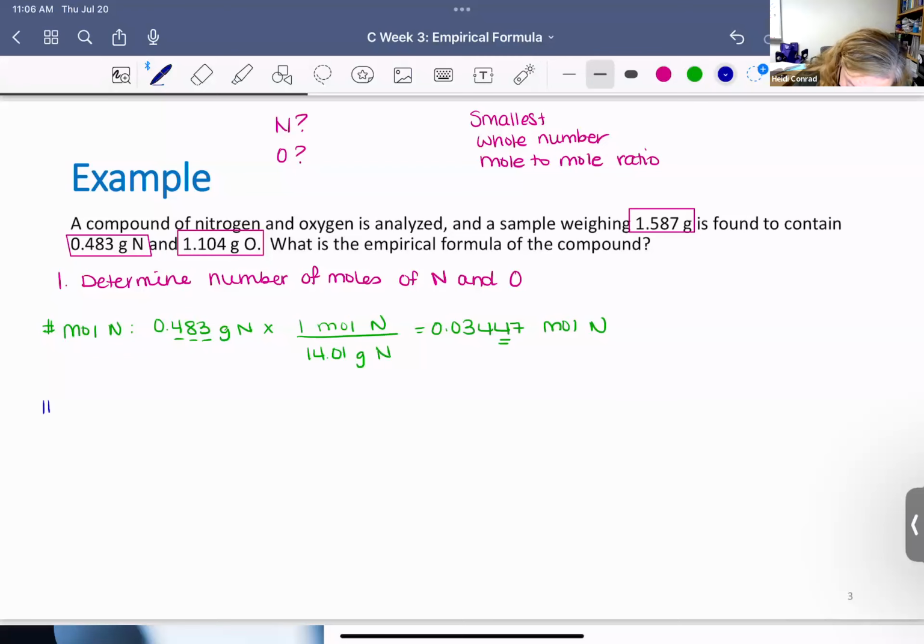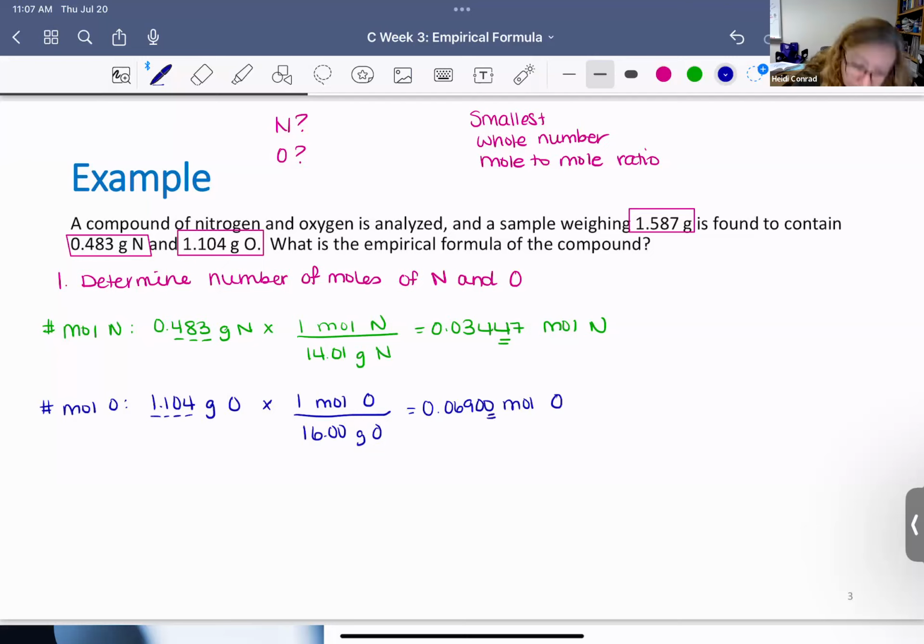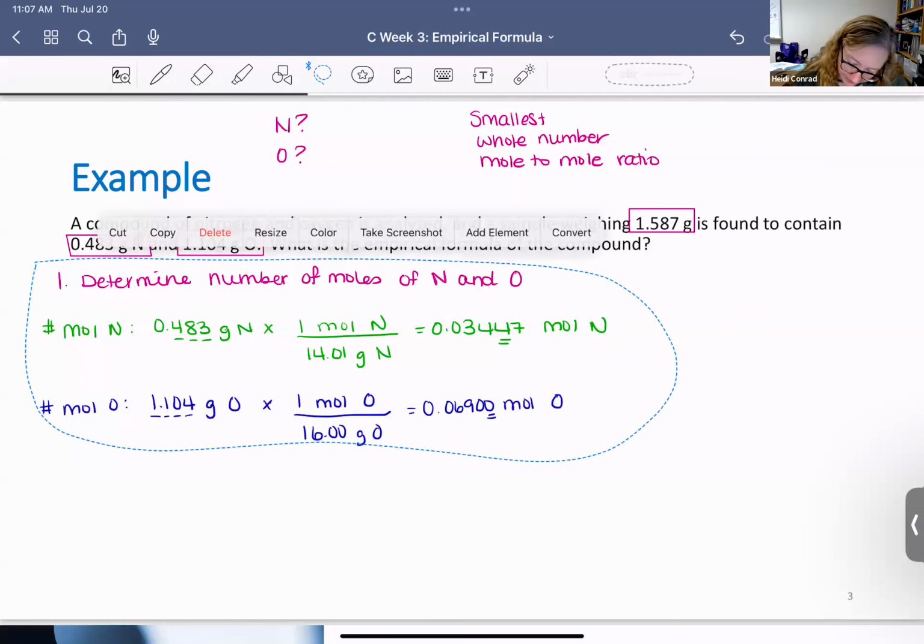I also need the number of moles of oxygen I have. 1.104 grams of oxygen. 1 mole of oxygen. Looking at the periodic table, I see that oxygen is 16 grams per mole. And this will give me 0.06900 moles of oxygen. For sig figs, that's why I included the extra 0 here, because I need 4 sig figs here as well. Now I have the moles of each species. I am going to shrink that a little bit just for space.